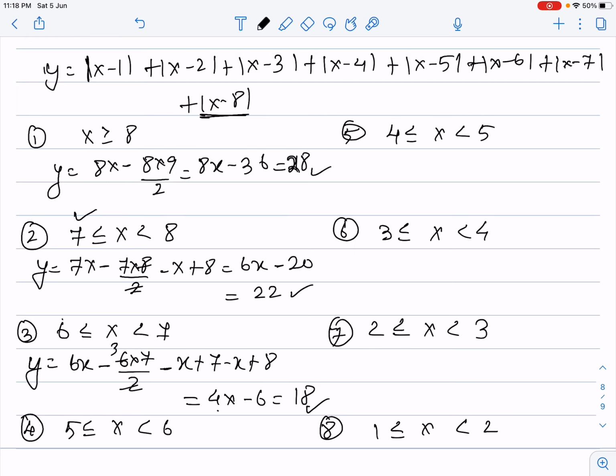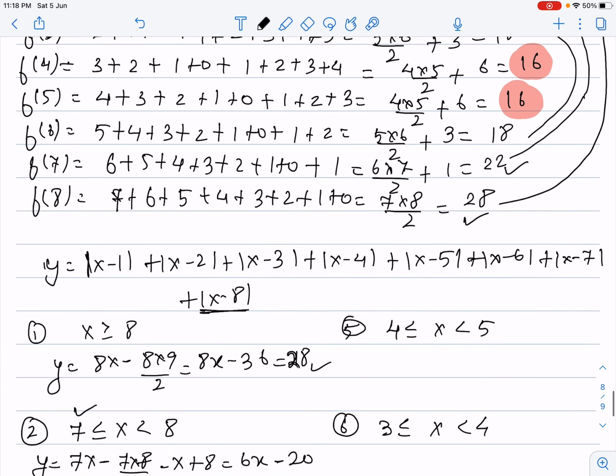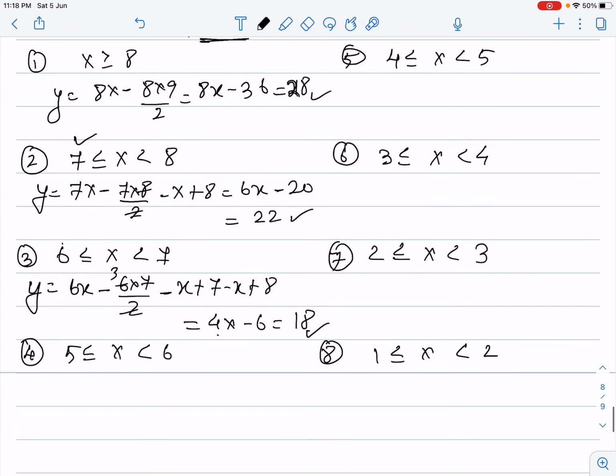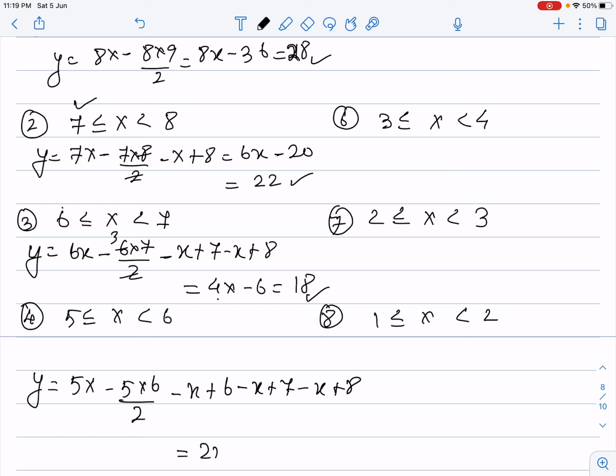Now definitely we are going to get the minimum value, that is 16, as the answer. So what will we get? The first 5 mods with the positive sign, so minus 5x, minus 5 into 6 by 2, minus x plus 6, minus x plus 7, minus x plus 8. So we'll be getting 5x minus 3x, that is 2x, and minus 15. Minus 15 and plus 15 will get cancelled, so plus 6 will be there. So 16 will be the answer, we get it over here.